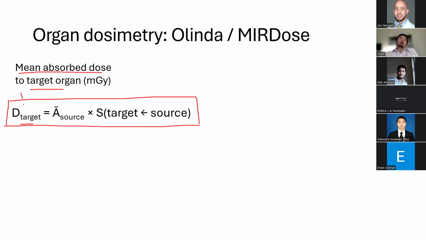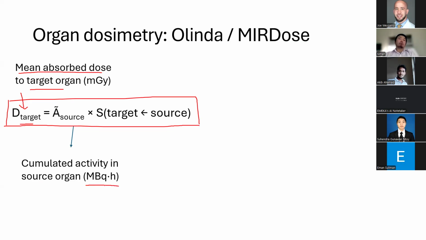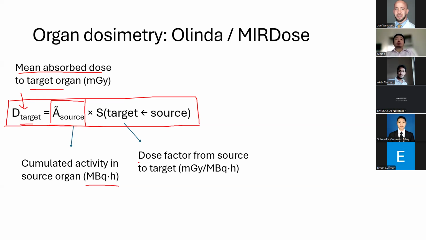D here is the mean dose, and A is the cumulative activity. What it is, is a time integrated activity. And if you look at the unit, it's megabecquerel times hour. Megabecquerel or becquerel is disintegrations per second. And when you multiply the disintegrations per second by unit time, it gives you the total amount of disintegrations. So the first term really is just how many disintegrations happen in the source during the time. The second factor is called the dose factor, and this has a unit of milligray per megabecquerel hour.